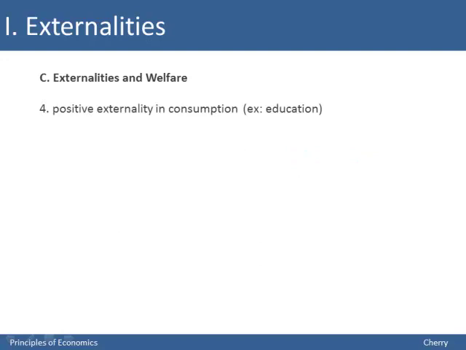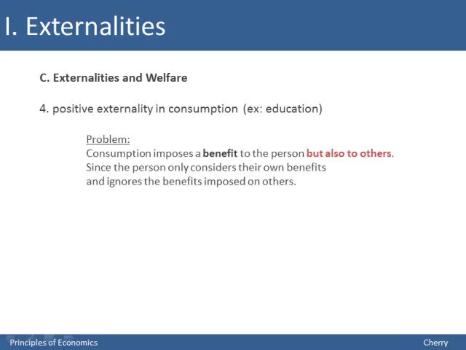So now let's look at a positive externality in consumption. And we're going to use the example of education, and in particular higher education. Now the problem is going to be that the consumption by the student provides a benefit to that student, but it also is going to provide benefits to society, because society is better off collectively if the individuals are better educated, right? But individually, the student is only considering the benefits and costs that affect them, and they're ignoring the benefits that their education is going to provide other people. So what we end up with is too little education.